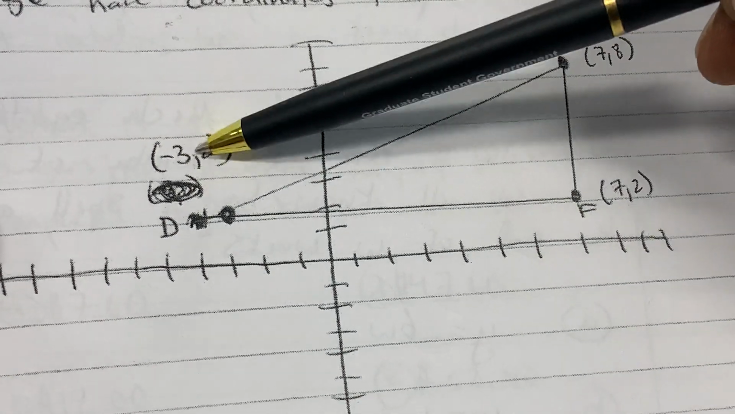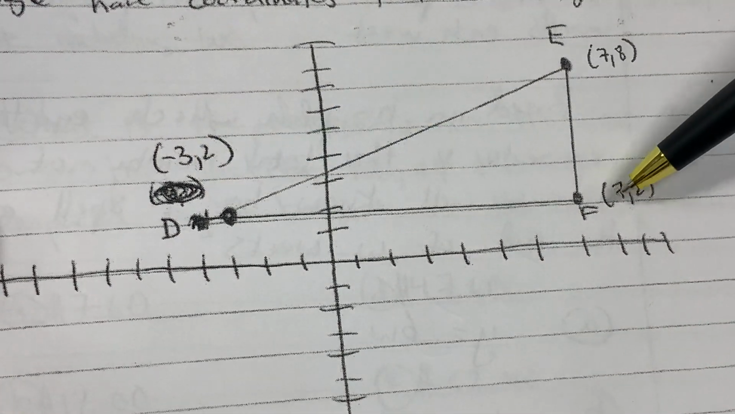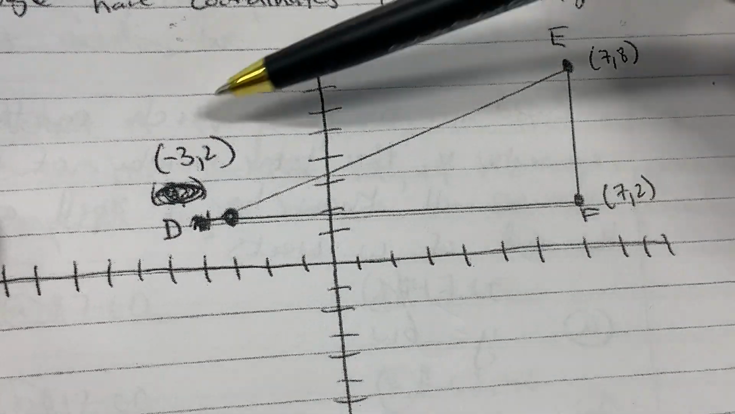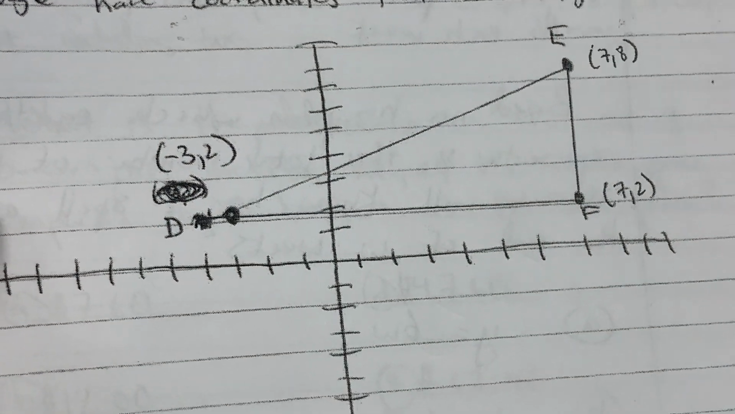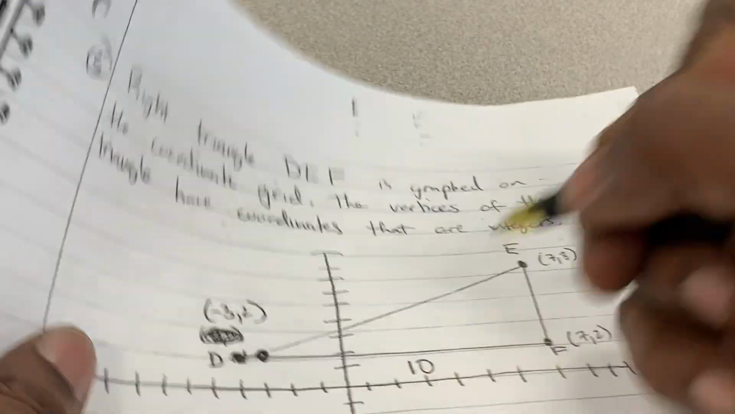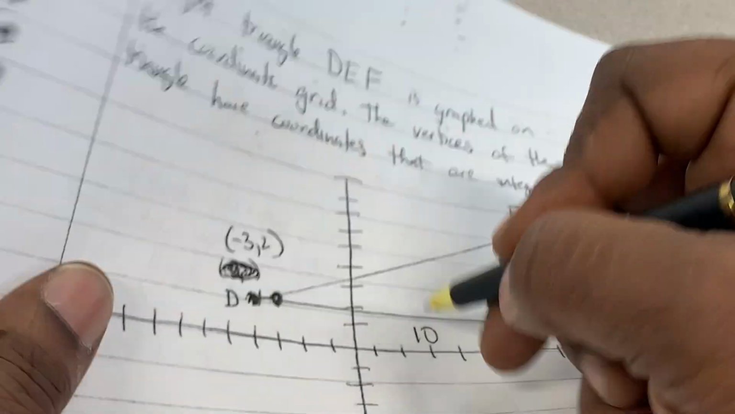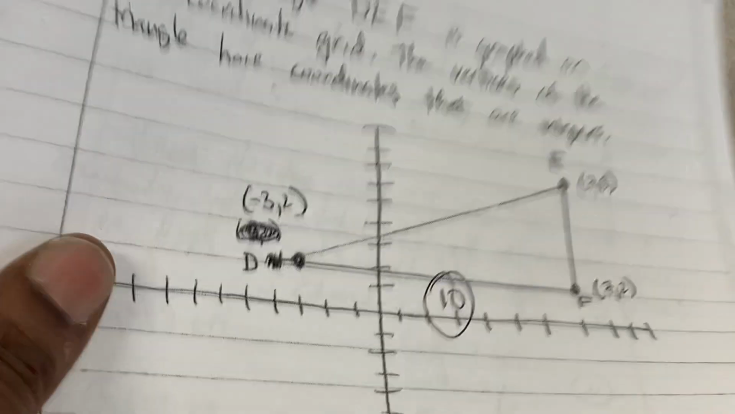So how many spots would it take me to get from -3 to 7? Well, if I go from -3 to 7, that's going to be 10 spots. So this is going to be 10 here. This whole side here is 10.